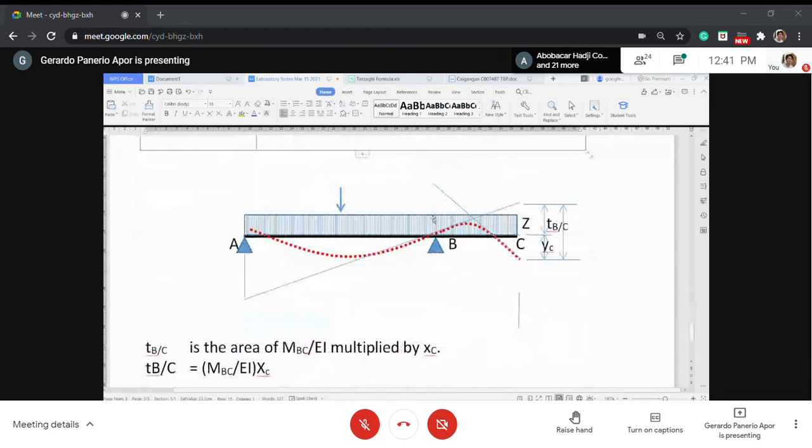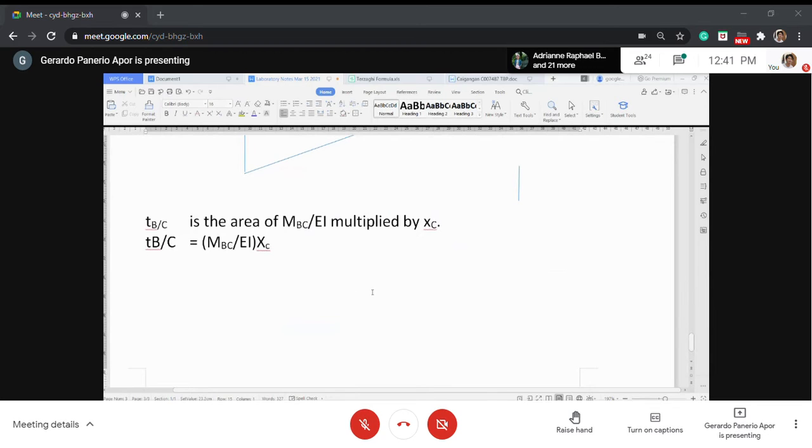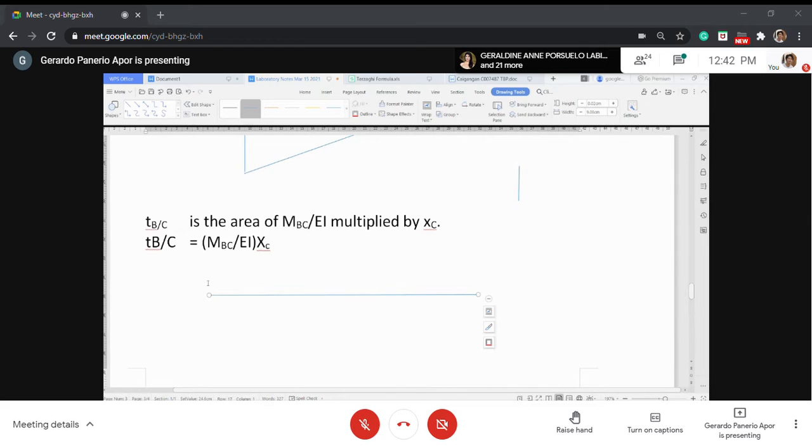Taking from this diagram, we can do the diagram of M over EI. So BC like this. Actually, the moment diagram of BC is like this. I will do, I just do the line ABC. Okay. Now this one is my.